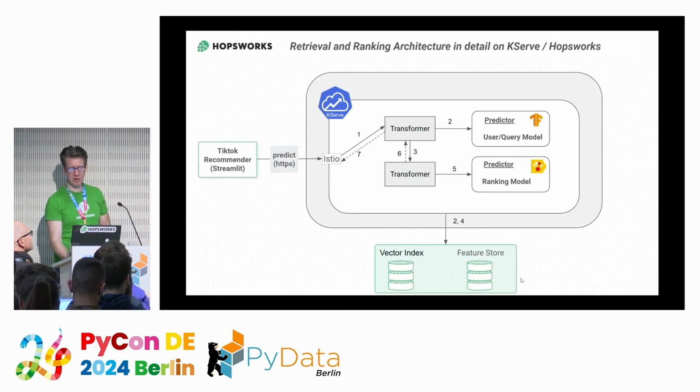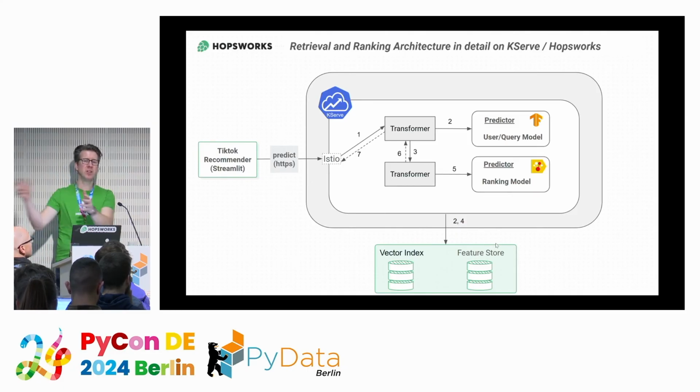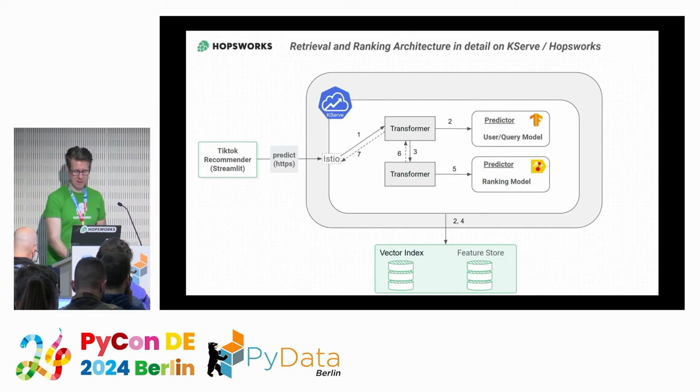So it's using this vector index and feature store. First the vector index is to find similar videos. And then when it's found similar videos, it goes back to the feature store and says, give me all the features for these videos. Because the vector index didn't have the features. It just had the IDs for them. So it goes back and says, hey, I got like 100 videos. Give me all of the features for them so that I can rank them.